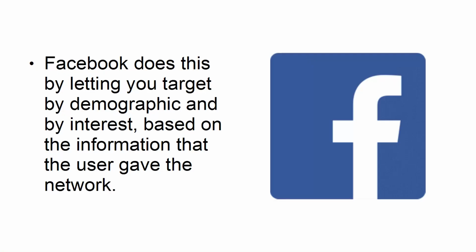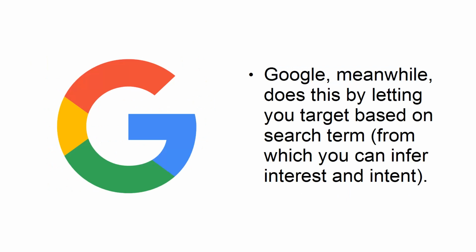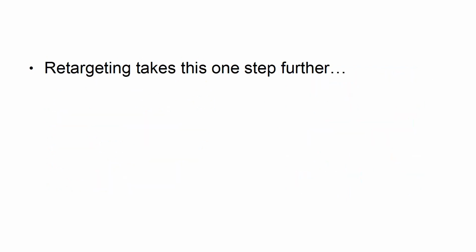Facebook does this by letting you target by demographic and by interest, based on the information that the user gave the network. Google, meanwhile, does this by letting you target based on search term, from which you can infer interest and intent. Retargeting takes this one step further.